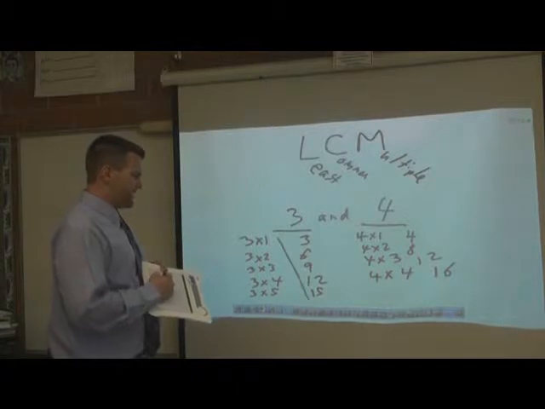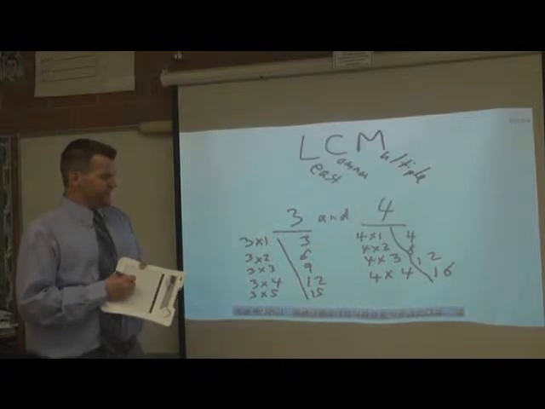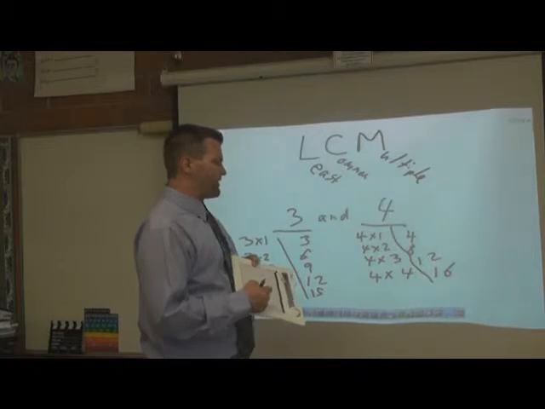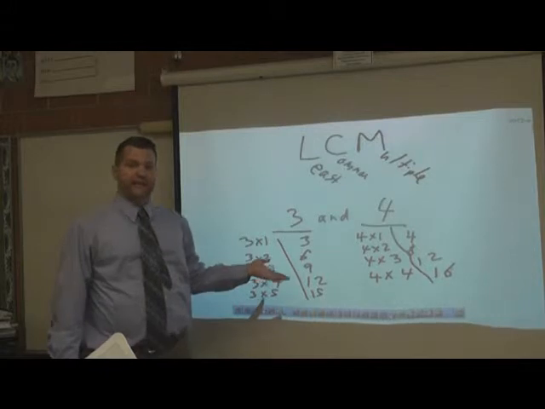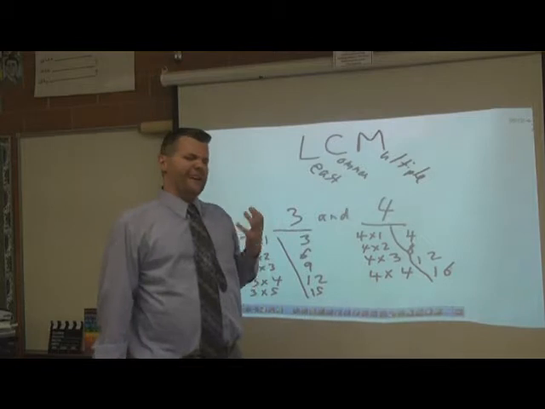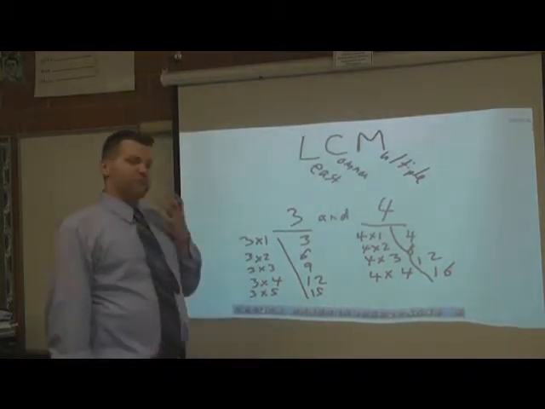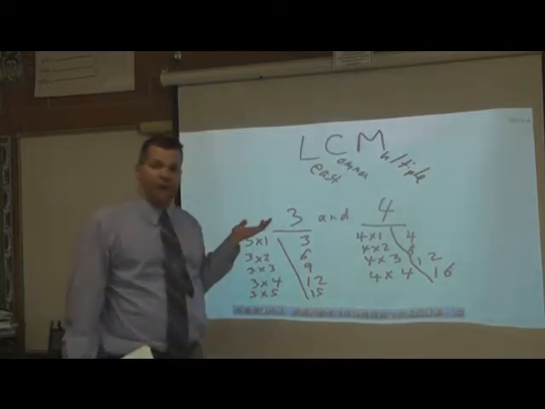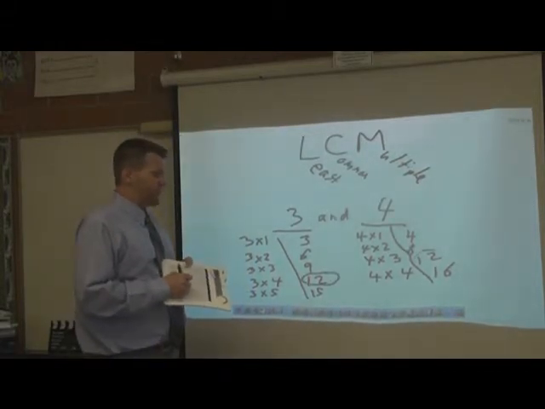Now when I look at these numbers, we have 3, 6, 9, 12, and 15 here, and over here we have 4, 8, 12, and 16. These are multiples of 3, and we could have kept going, of course. 4, 8, 12, and 16 are multiples of 4. Do I see a number that they both have in common that is the smallest one? Well, first off, I only see one number that pops up, which happens to be 12. They both have 12 in common.